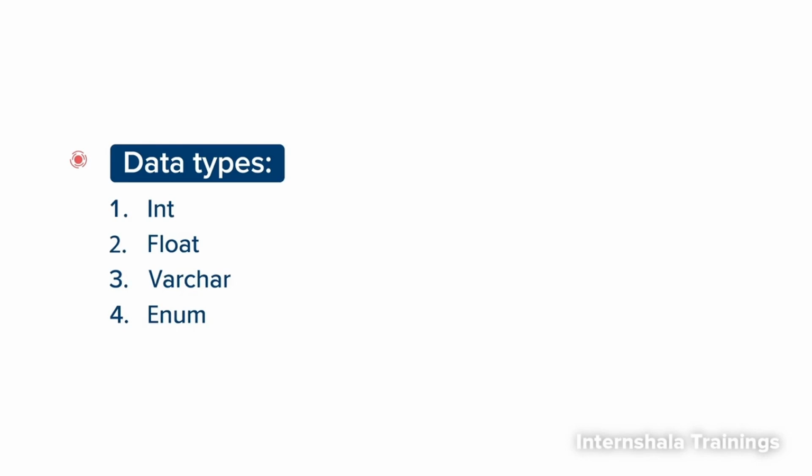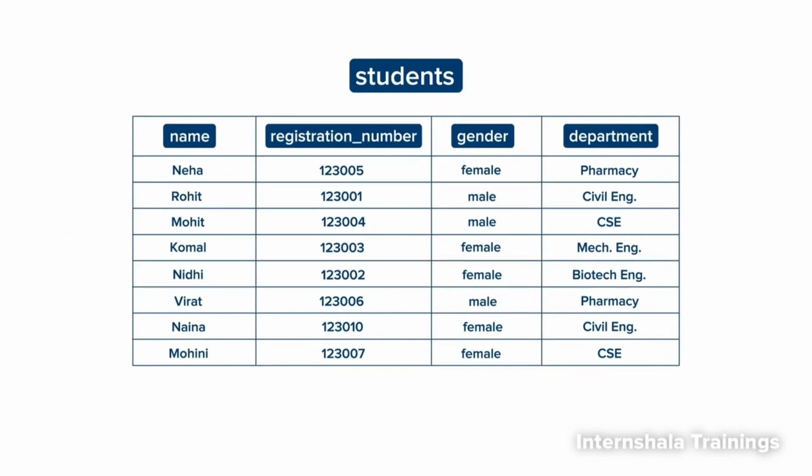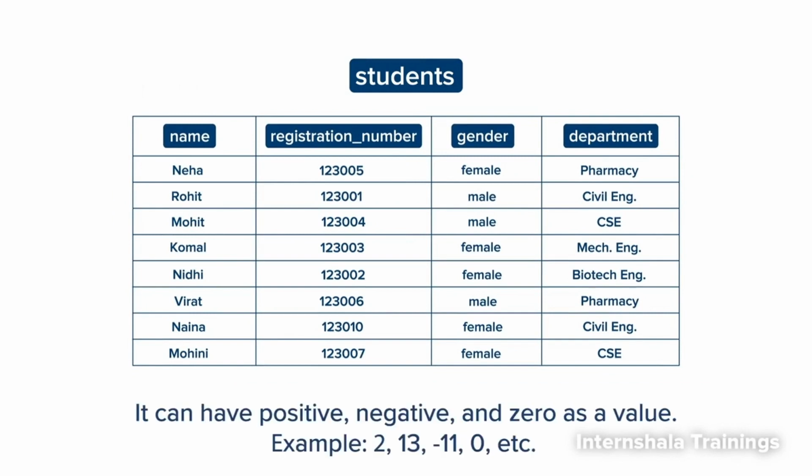Let us understand them one by one. Int data types, as already discussed, means integers. Int data types can have positive, negative, or 0 as values, but not decimal values. So, the values which we have entered in our table in the registration number attribute are int data type.